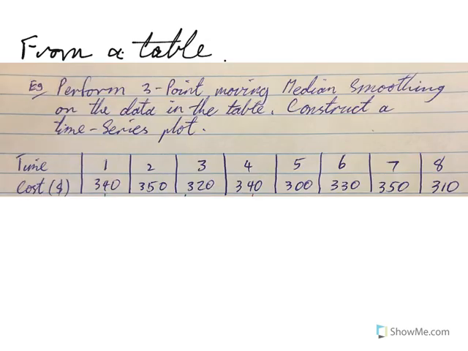So from a table, here's an example. All right, so here's a table. It says perform a 3-point moving median smoothing on the data in the table, and then construct a time series plot. We've got time codes 1, 2, 3, 4, up to 8, and then the cost, in dollars.